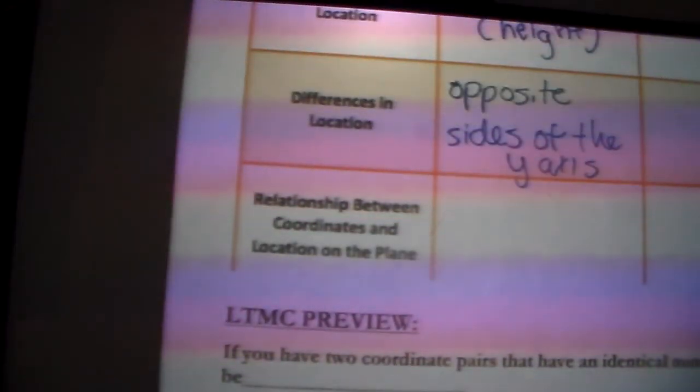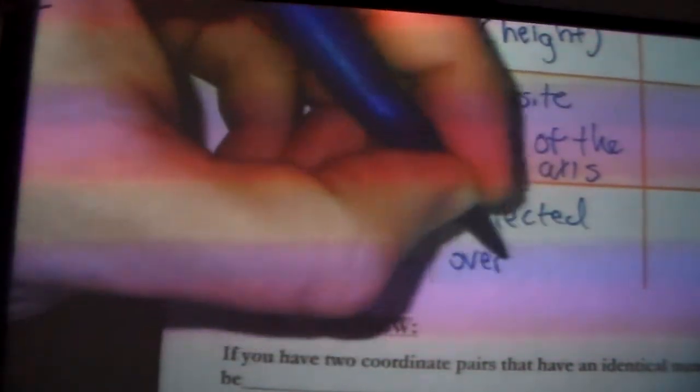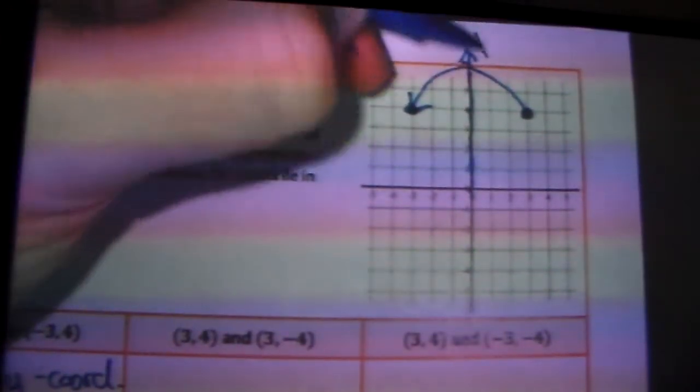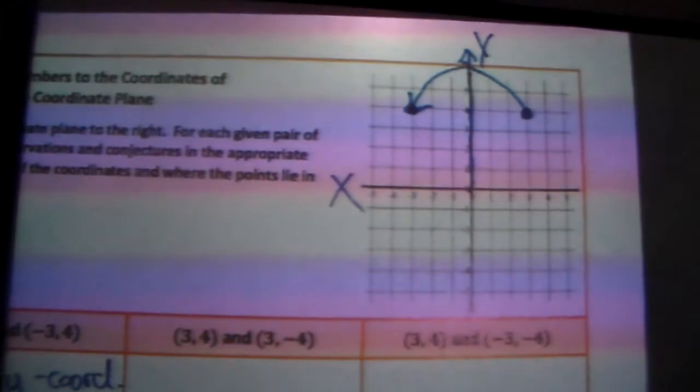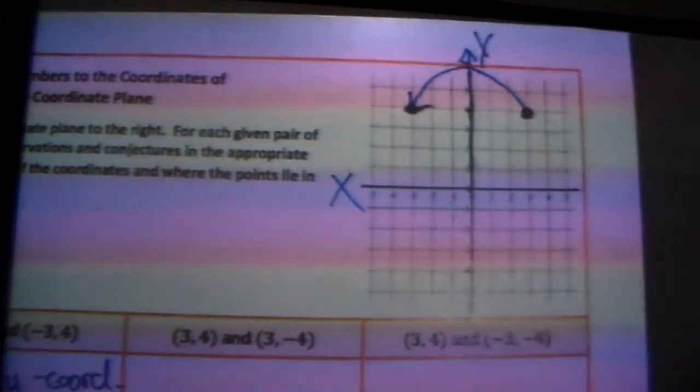So again, down here in this bottom one, what's the relationship between the coordinates and the location on the plane? Well, it is reflected over the y-axis. And again, why is it the y-axis that's reflected over? Well, let's look at our picture again. This is my y-axis always. The vertical is always the y. This is my x. It didn't flip over the x-axis. It stayed on it. What it did was flip over the y-axis.